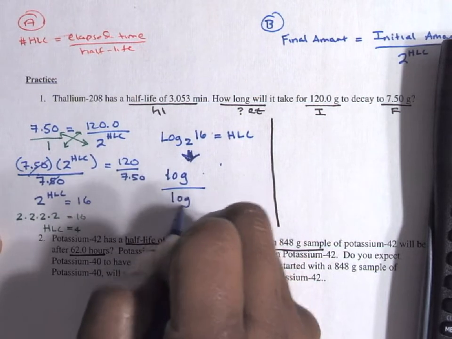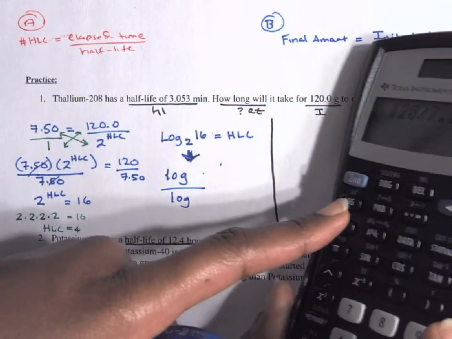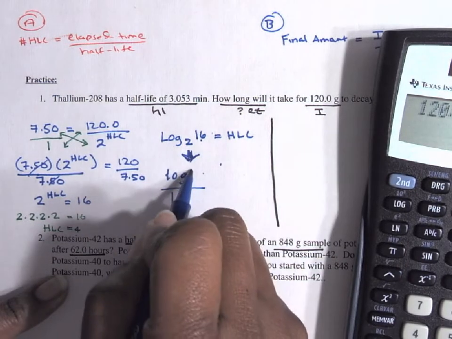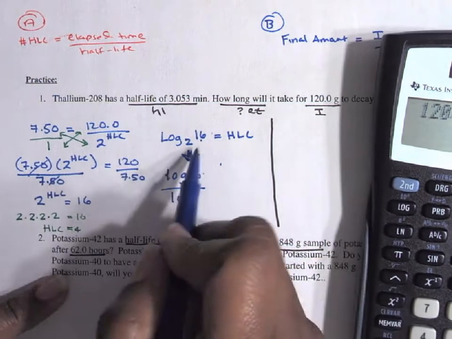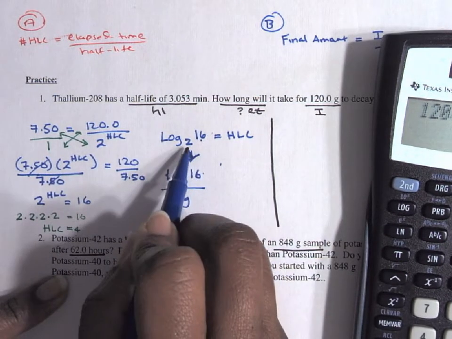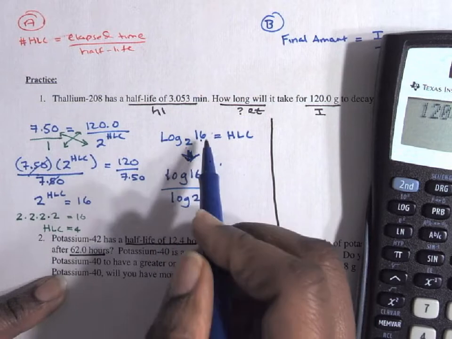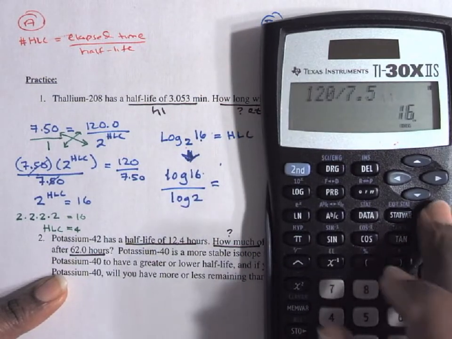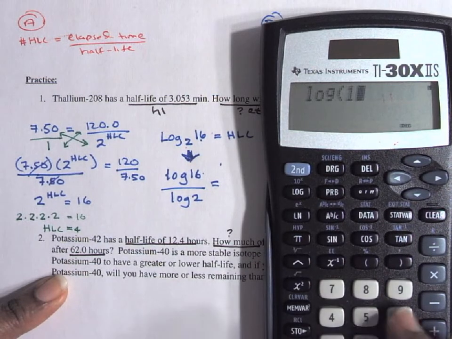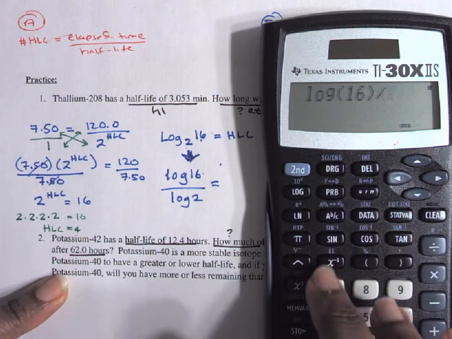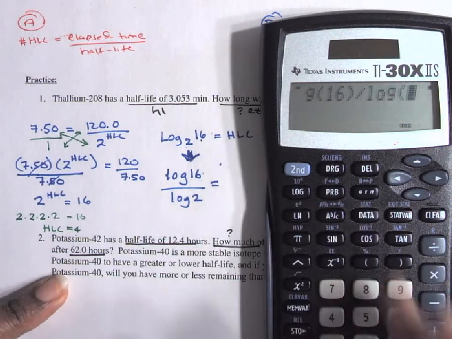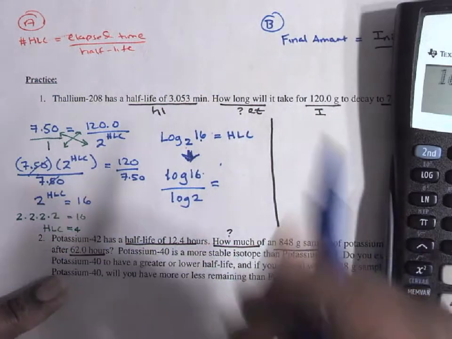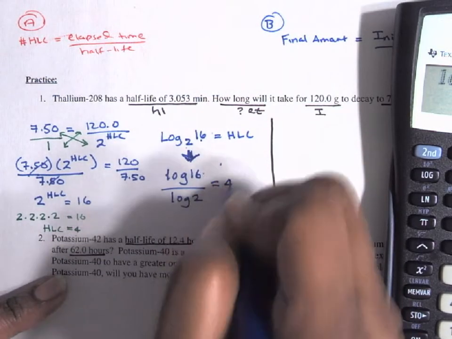My calculator has log base 10, so I'm going to solve this using the log base 10 function. I'll take the log base 10 of 16, the big number, what's called my argument, divided by log base 10 of 2, the small number. So log of the big number divided by log of the small number. You plug that into your calculator, and it gives you the same value, 4. So that means my HLC is 4.